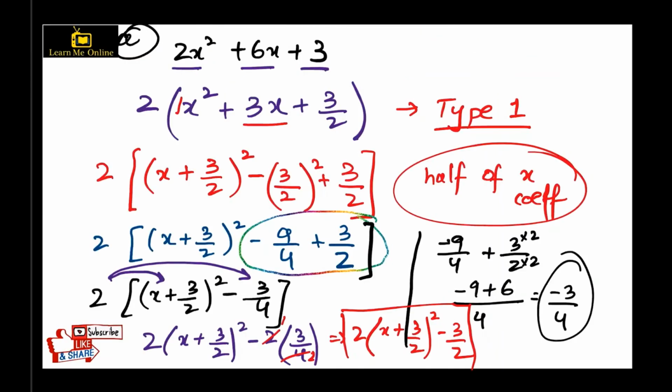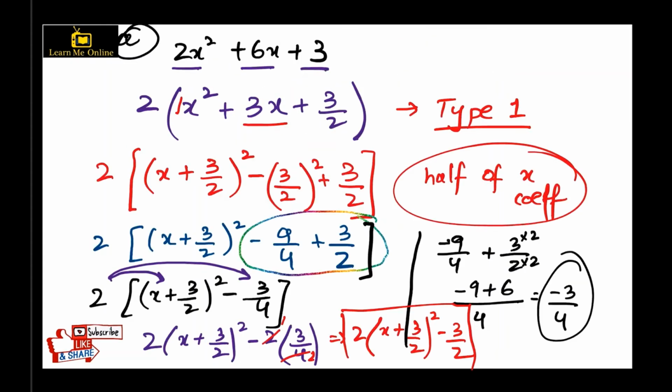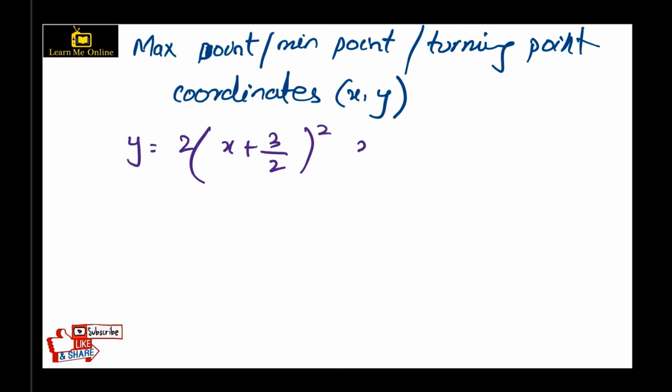I'm going to use the next one now. So what we have got as the answer is 2 bracket x plus 3 over 2. I'm going to write it down as y equals 2 x plus 3 over 2 whole square, and then we are having minus 3 over 2. Now I'm finding out the turning point coordinates for this.